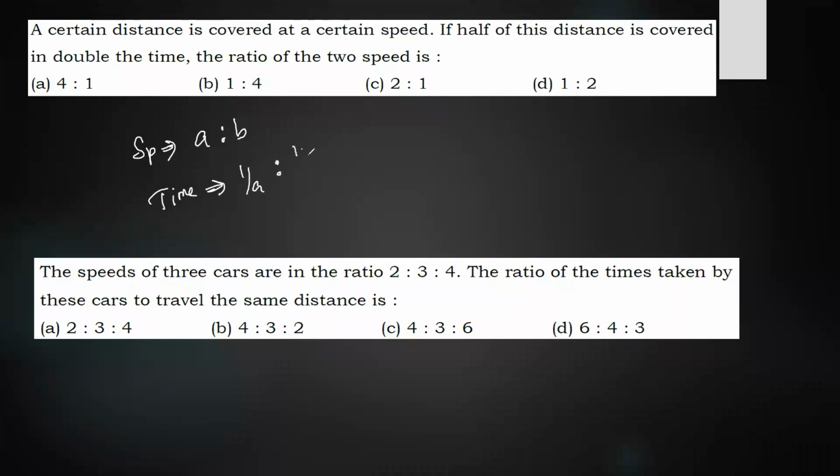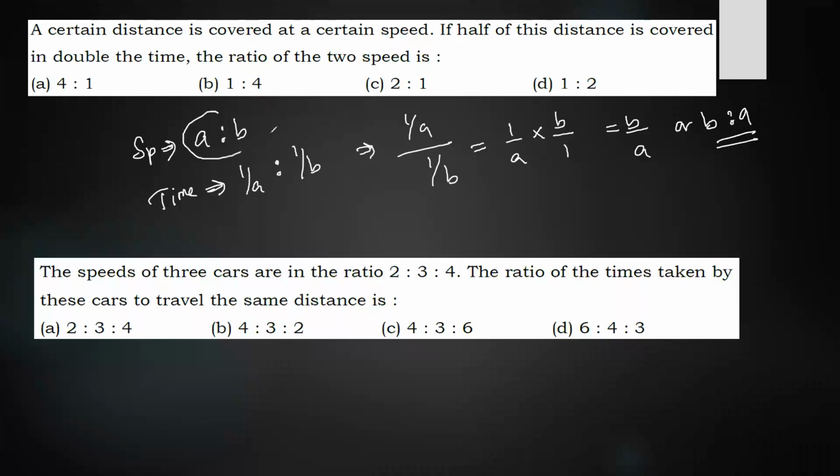1 by A is to 1 by B. That's the meaning there. So 1 by A is to 1 by B. Division by division is reciprocal, right? Multiplication becomes like this. So you will get B by A, or B is to A. So if speed is A is to B, then time will be B is to A. That is the meaning. Okay, just not the reverse.